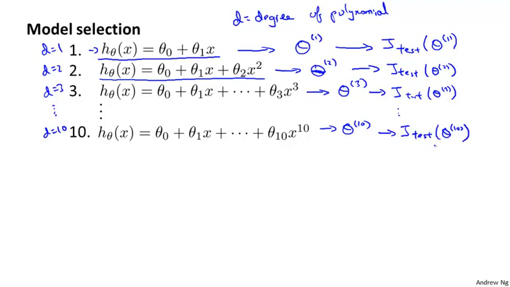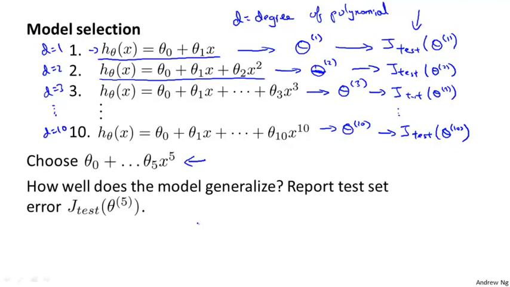Now, one thing I could do then, in order to select one of these models, is to see which model has the lowest test set error. And let's just say for this example that I ended up choosing the 5th order polynomial. So this seems reasonable so far.